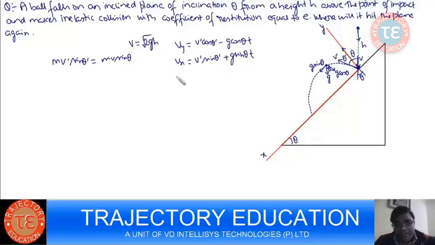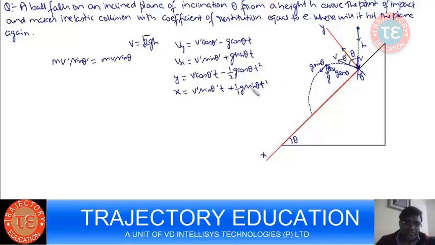Now, if I write y, y is going to be V' cos theta' t plus half g cos theta t square plus constant, but y is 0 at t equals 0, so the constant will be 0. X is V' sin theta' t plus half g sin theta t square plus constant, but that constant will also be 0 because x is 0 at t equals 0. Now, what they are asking is where it will hit the plane again.